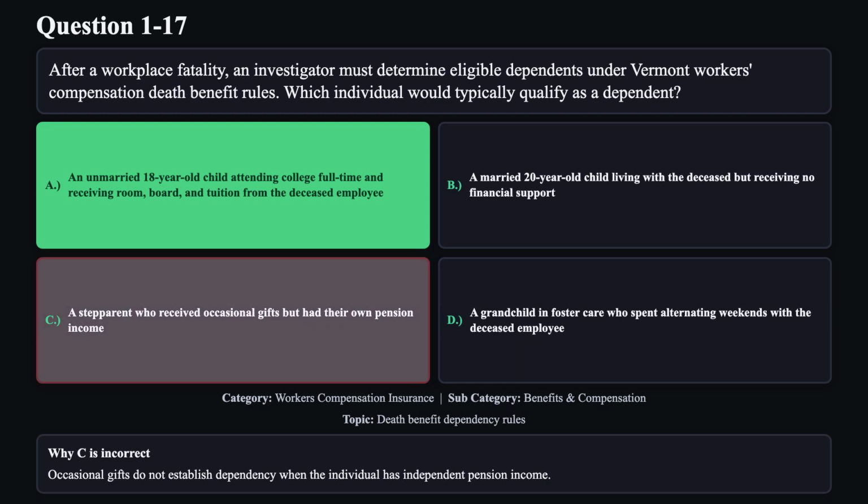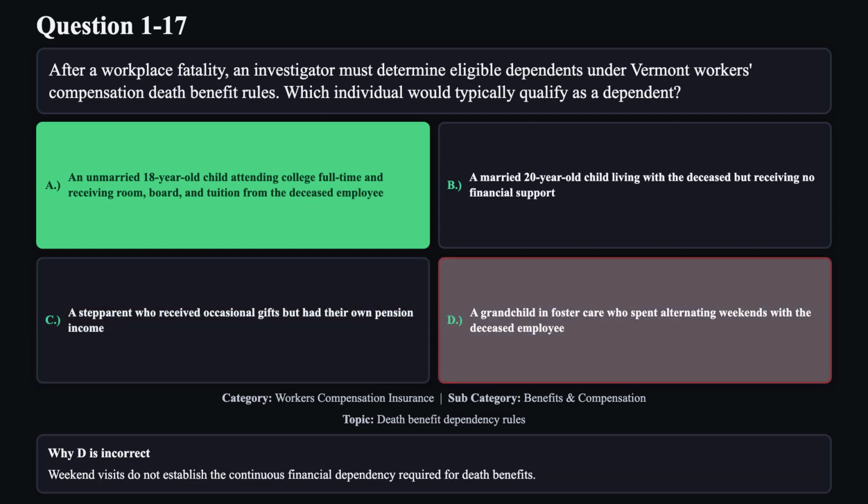Reason C is not correct. Occasional gifts do not establish dependency when the individual has independent pension income. Reason D is not correct. Weekend visits do not establish the continuous financial dependency required for death benefits.